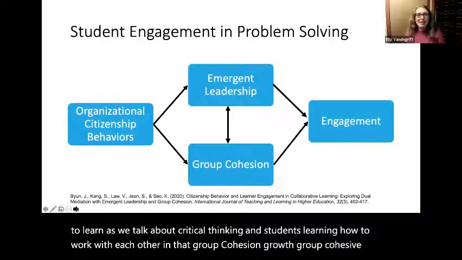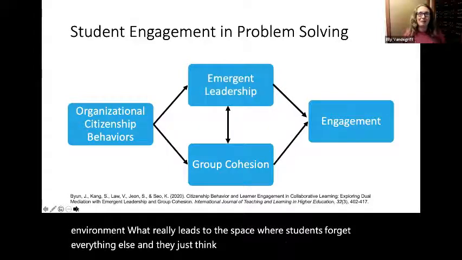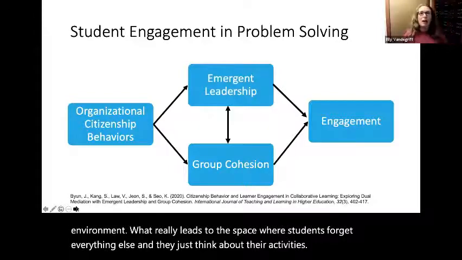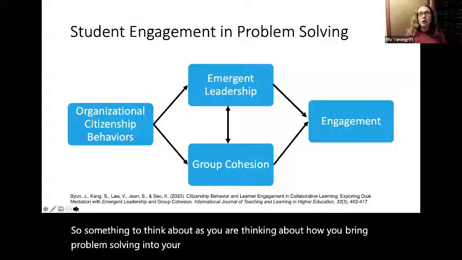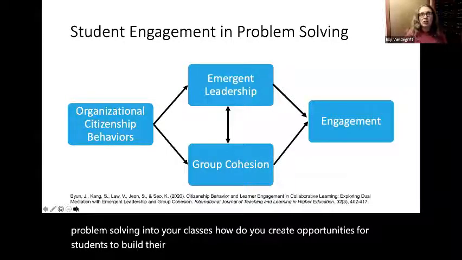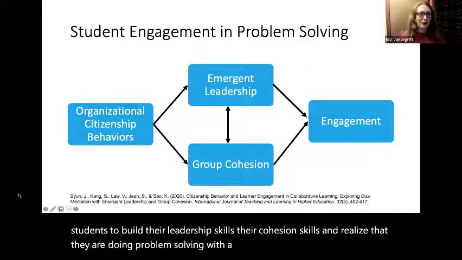That is what really leads to the space where students forget everything else and just think about their activities. So something to think about as you bring problem solving into your class is how you create opportunities for students to build their leadership skills, their cohesion skills, and realize that they are doing problem solving with a group, they're all in it together.